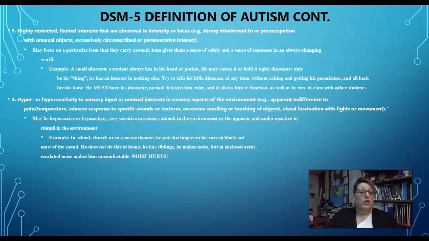A third item on here is they become highly restricted, fixated interests on certain things, strong attachment to items, or what we would call a preoccupation, with unusual objects. They may focus on a certain item carried around. Some of these things might be, let's say, a dinosaur toy. They may want to keep it in their pocket. They have to have it with them at all times.